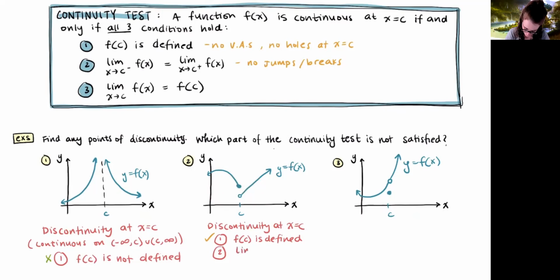So the limit as x approaches C from the left of f of x is not equal to the limit as x approaches C from the right of f of x. And this is the one that this function doesn't satisfy at x equals C.